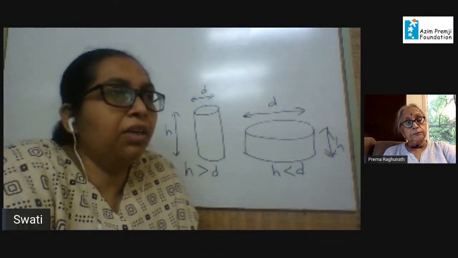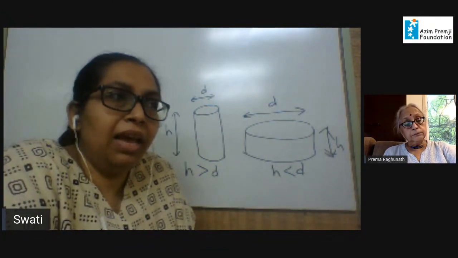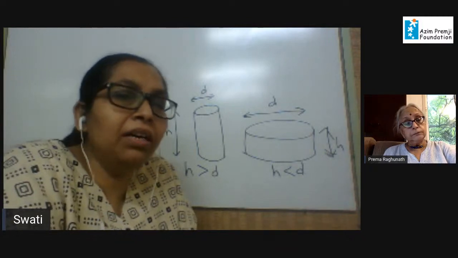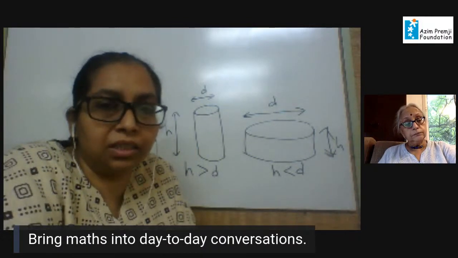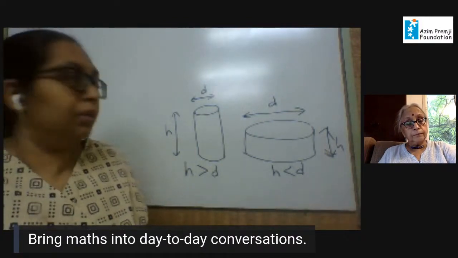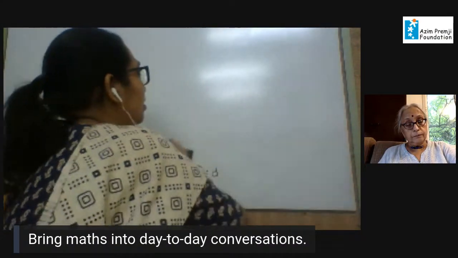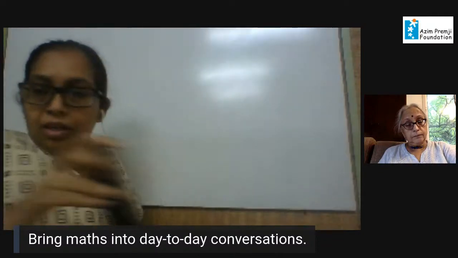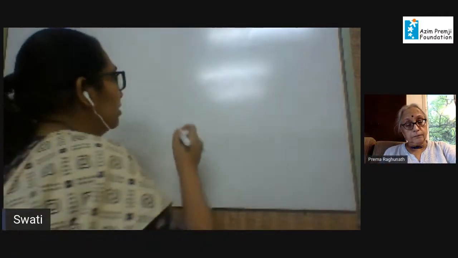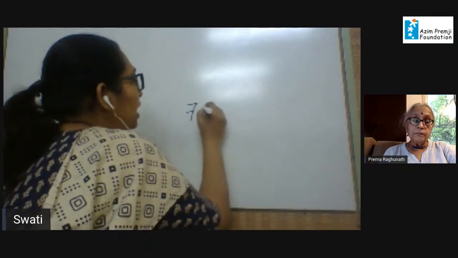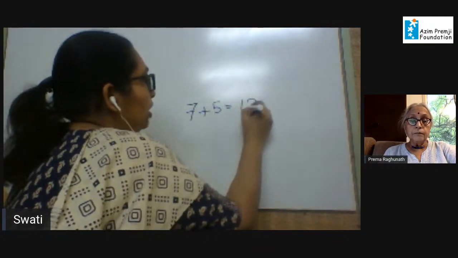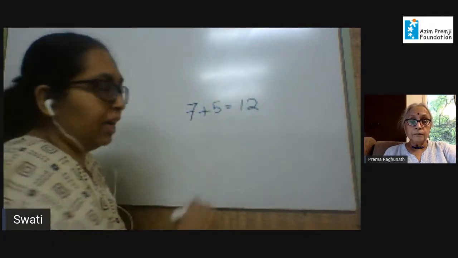Now, another important thing here is every addition can be written as two possible subtractions. To give you an example, you can have 7 plus 5 equal to 12. This is an addition fact.